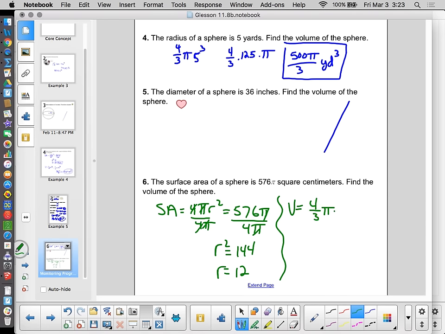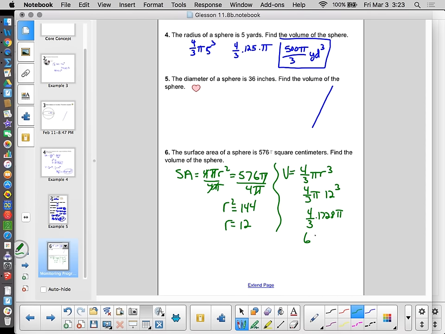So my volume equals 4/3 pi r cubed, which is 4/3 pi times 12 cubed. I do have to do the exponent first. 12 to the 3rd power, that's a big number. 1728. Four times 1728 is 6912. But fortunately, 6912 does divide by 3 evenly, so that's 2,304 pi and centimeters cubed is our context.